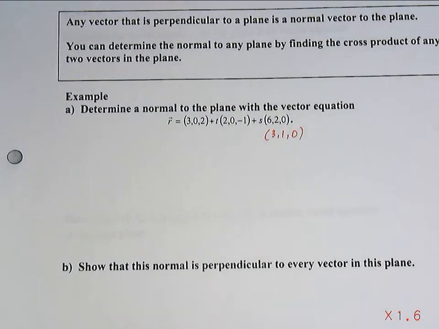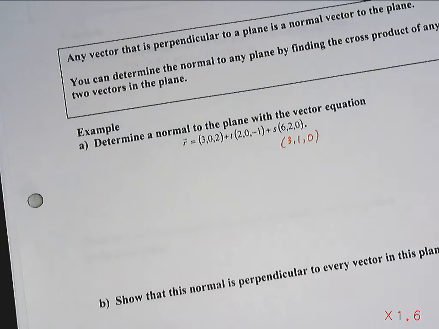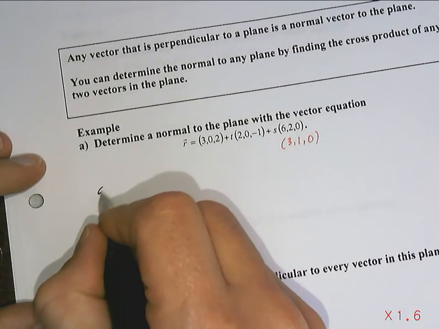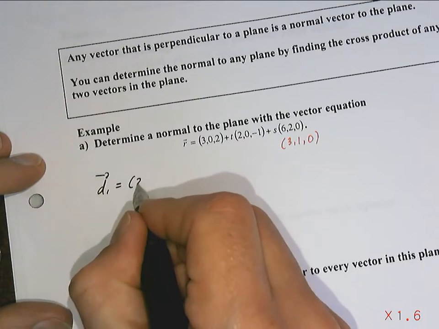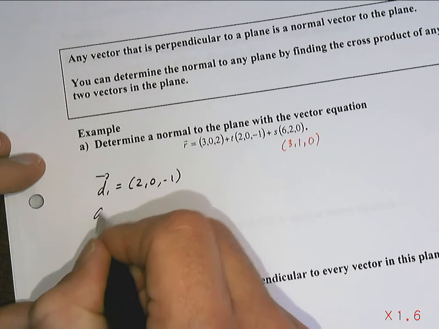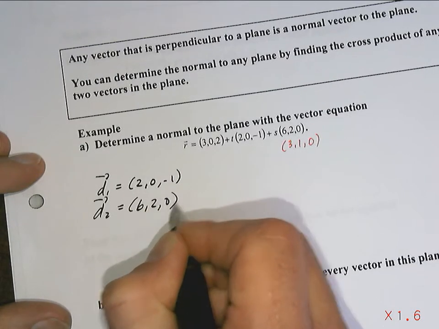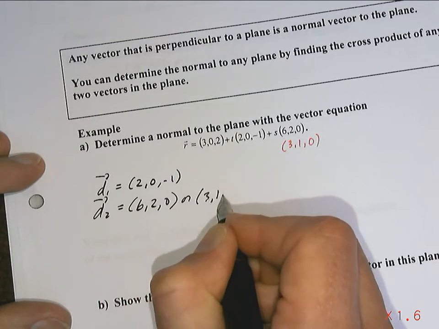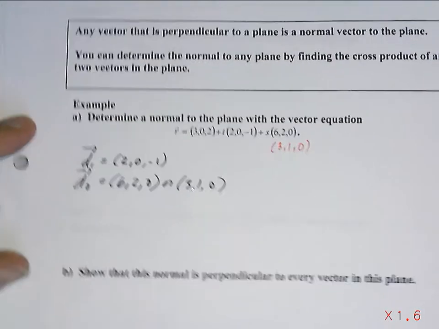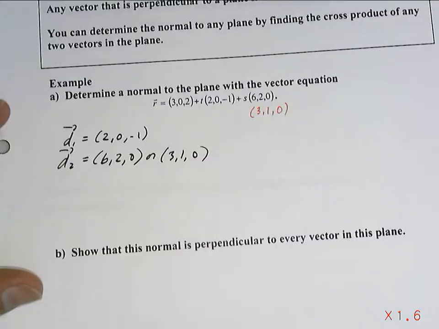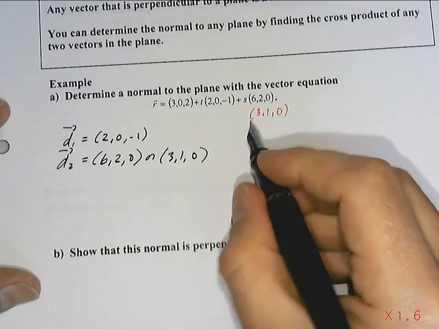Okay, so I want to do the cross. Let's see, I'm going to use the fancy pen because I can. So I want to do, let's call this direction vector 1. Let's give it a name. 2, 0, negative 1. Let's call this direction vector 2. And I can use 6, 2, 0, or I could use 3, 1, 0. Obviously, 3, 1, 0 is going to give me smaller numbers. I'm going to choose to do that because, hey, I'm lazy, and I'm going to do things as easy as possible.